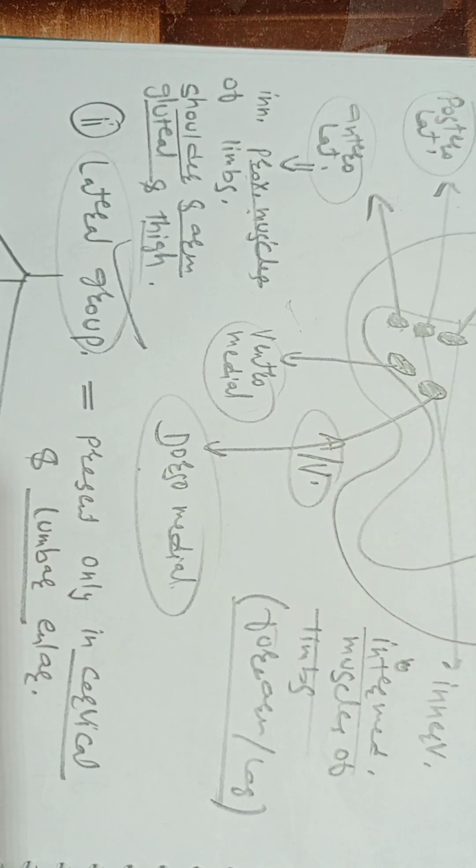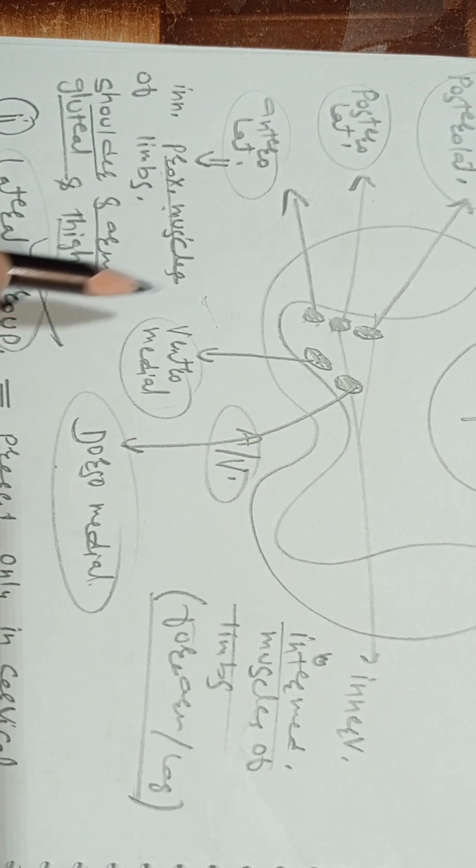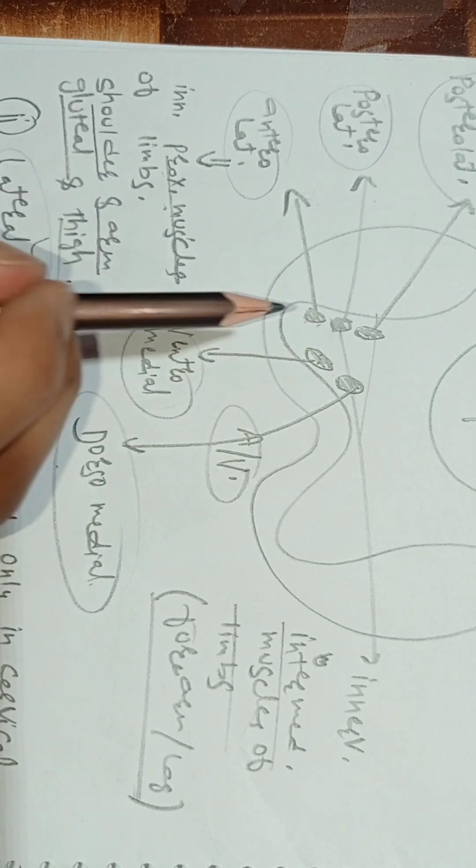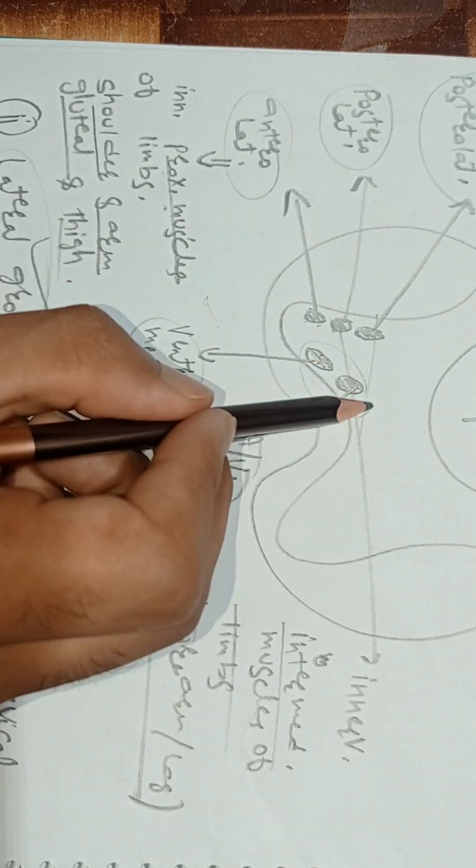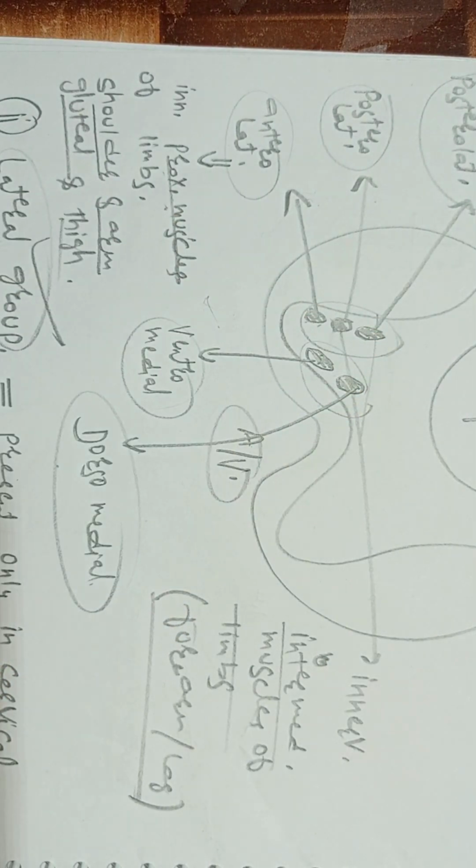So this completes the lateral group of nuclei in the anterior horn. In the anterior horn, we have the medial nuclei and we have the lateral group nuclei. Now moving on.